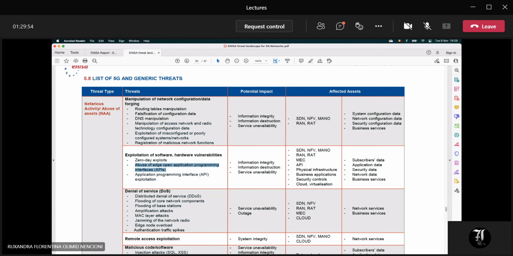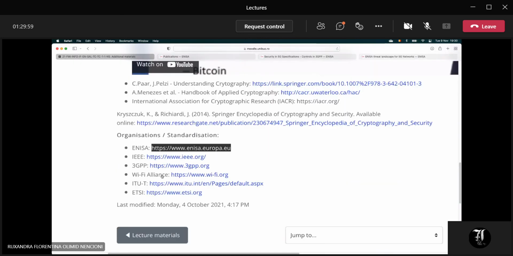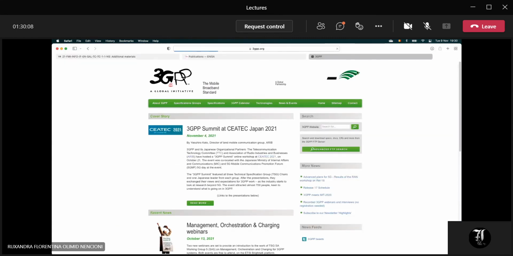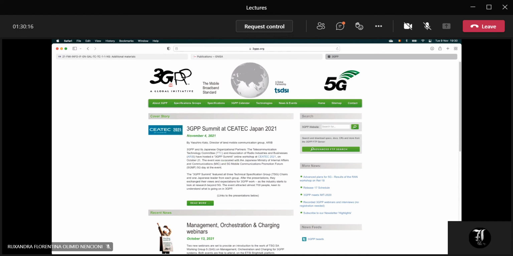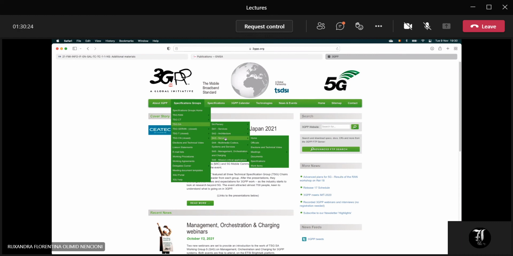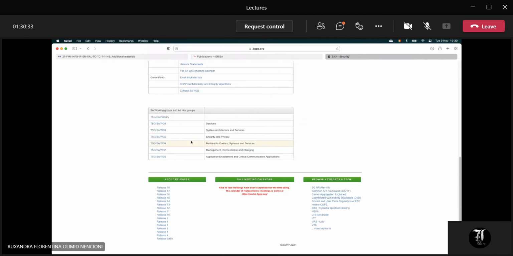I want to show you just another thing. I want to show you even the 3GPP. Okay, so again, you have it here, the 3GPP. And the 3GPP is the one that is basically writing the specifications. I go to specification groups, and now I know where to find this group. So I go to specification groups, I go to SA, and I go to SA3, because it was the working group 3. We already saw that in the ENISA document. Okay, so I go to the security. I have here the security group.